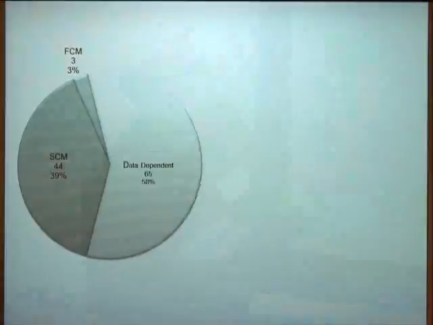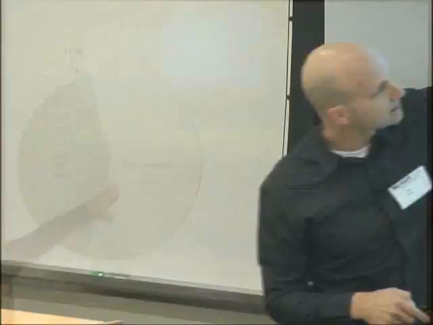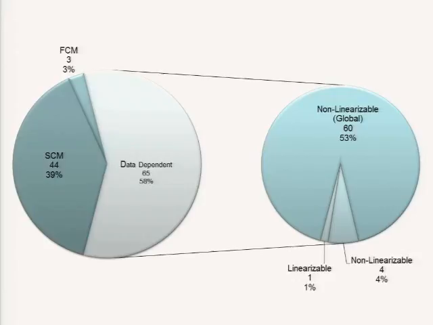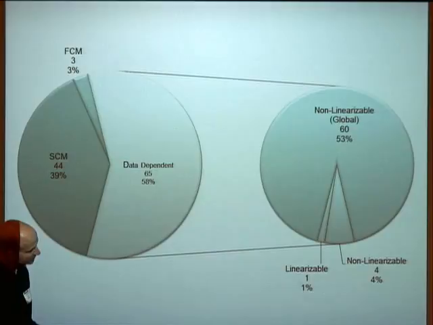So you can see that out of the 112 compose operations, a lot of them are data dependent. So we were not quite happy. But then we looked at these data dependent ones, and we saw that 60 of them have globals. They're not encapsulated. And as I said before, these globals control the value that the compose operation adds to the collection, so these are non-linearizable. We also have four that are non-linearizable and one which is linearizable. This is the one that we missed.